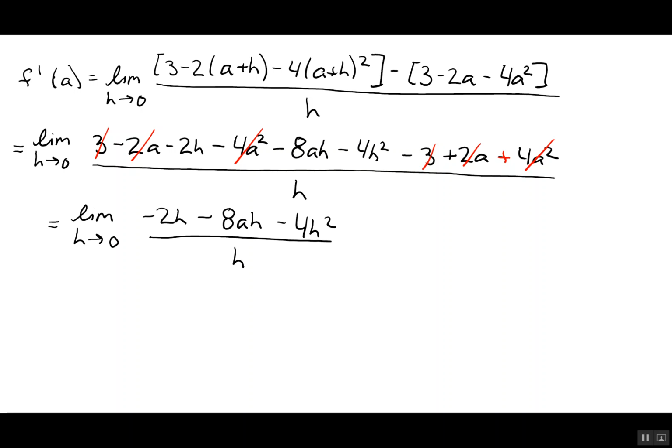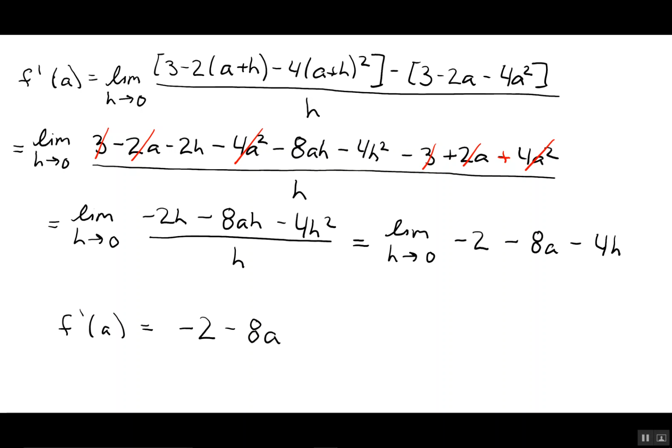So now, you notice how everything in the numerator has at least one h, so I can divide away the h in the denominator. When I do that, I get the limit as h goes to 0 of minus 2 minus 8a minus 4h. And if I look at this function, the limit of 4h as h goes to 0 would be 0.